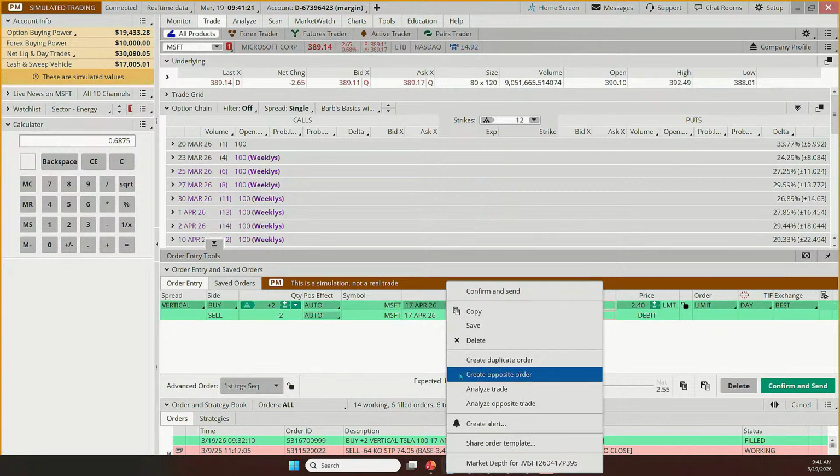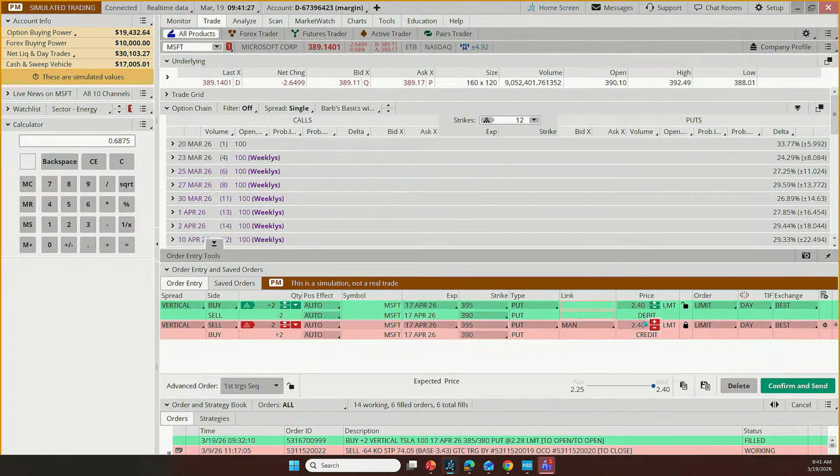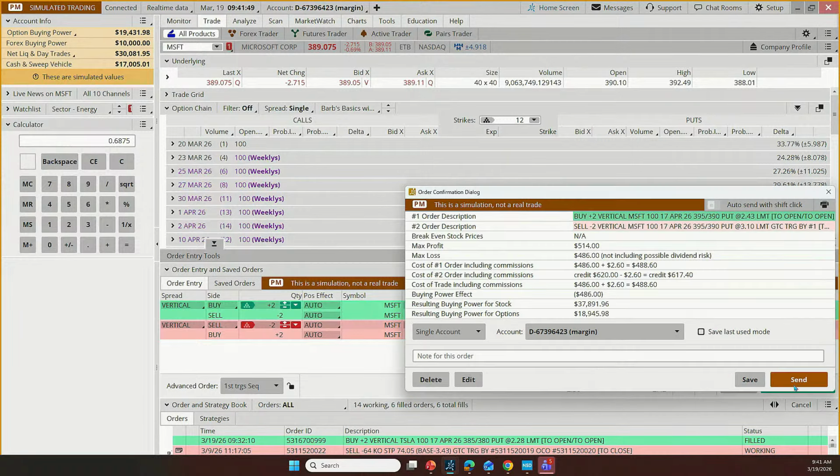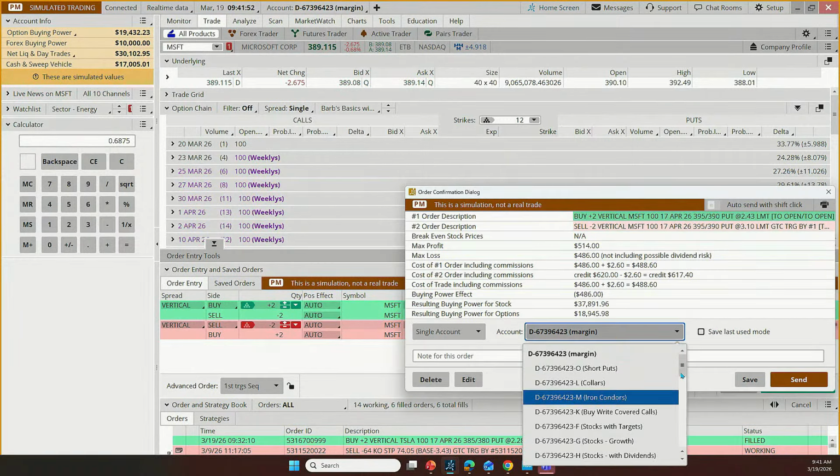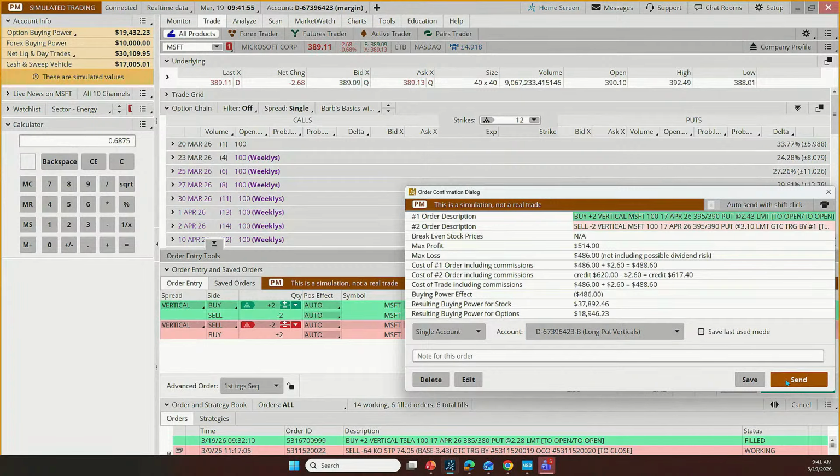I like it better with the 50%. I find the math easier to do. It would be 360. We're going to create an opposite order, but we're going for base hits here. 306. Oh, let's make it 310. Good till canceled. Confirm and send. Long put vertical. So today, here our target is a 25% profit.